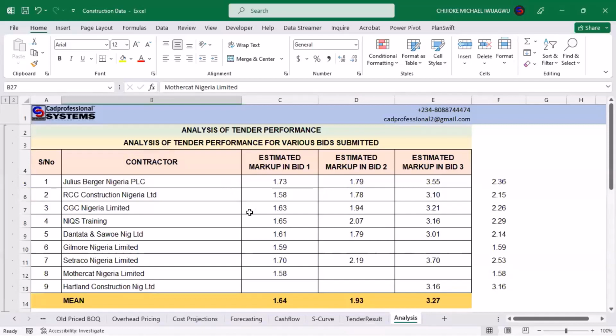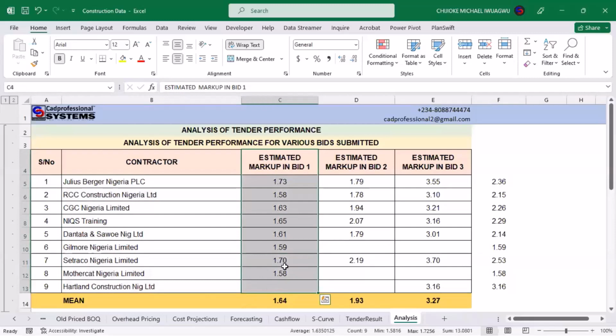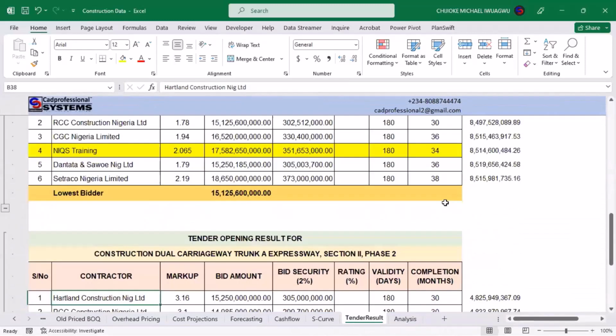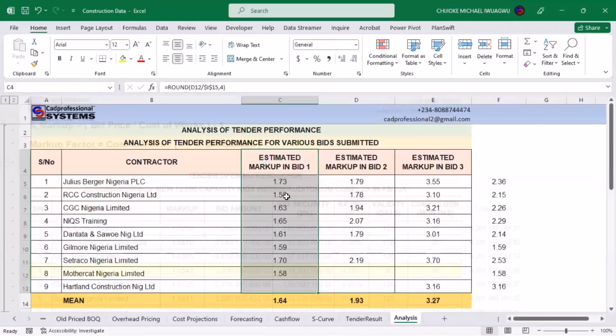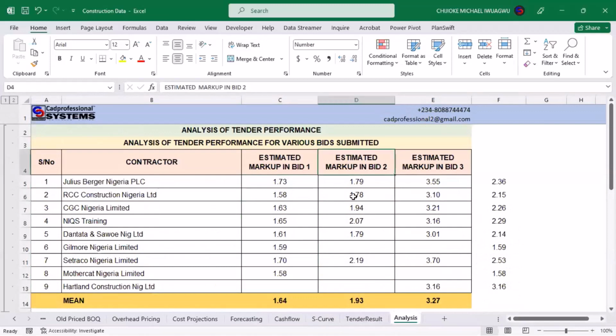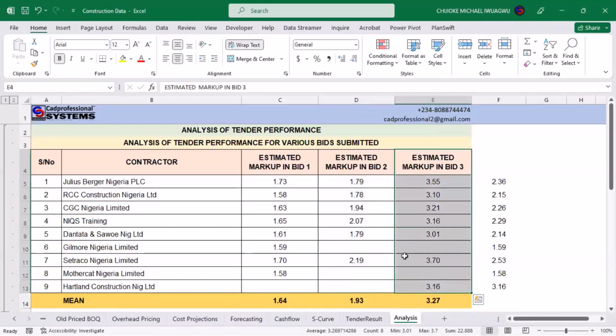In analyzing this result, look at what we did now. This is the list of those contractors that we have who have been bidding against us in time past. In the first bid that we bidded, we were able to extract all the markup that they have, all their markups. We extracted all their markup and put them in here against them. In the second bid also, we extracted their markup and put them in. On the third bid also, we extracted their markup and put them in.